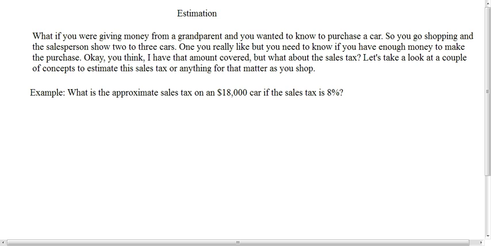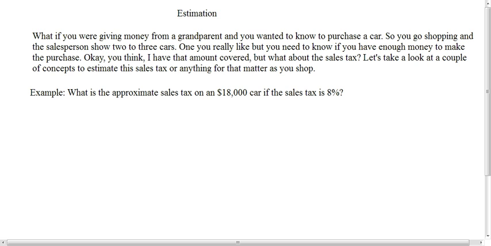Now, how do we estimate or approximate? Well, often we do so by rounding numbers to a simpler, rounded number where it is easy to work. So let's take a look at a hypothetical situation and see if we can proceed by estimation.